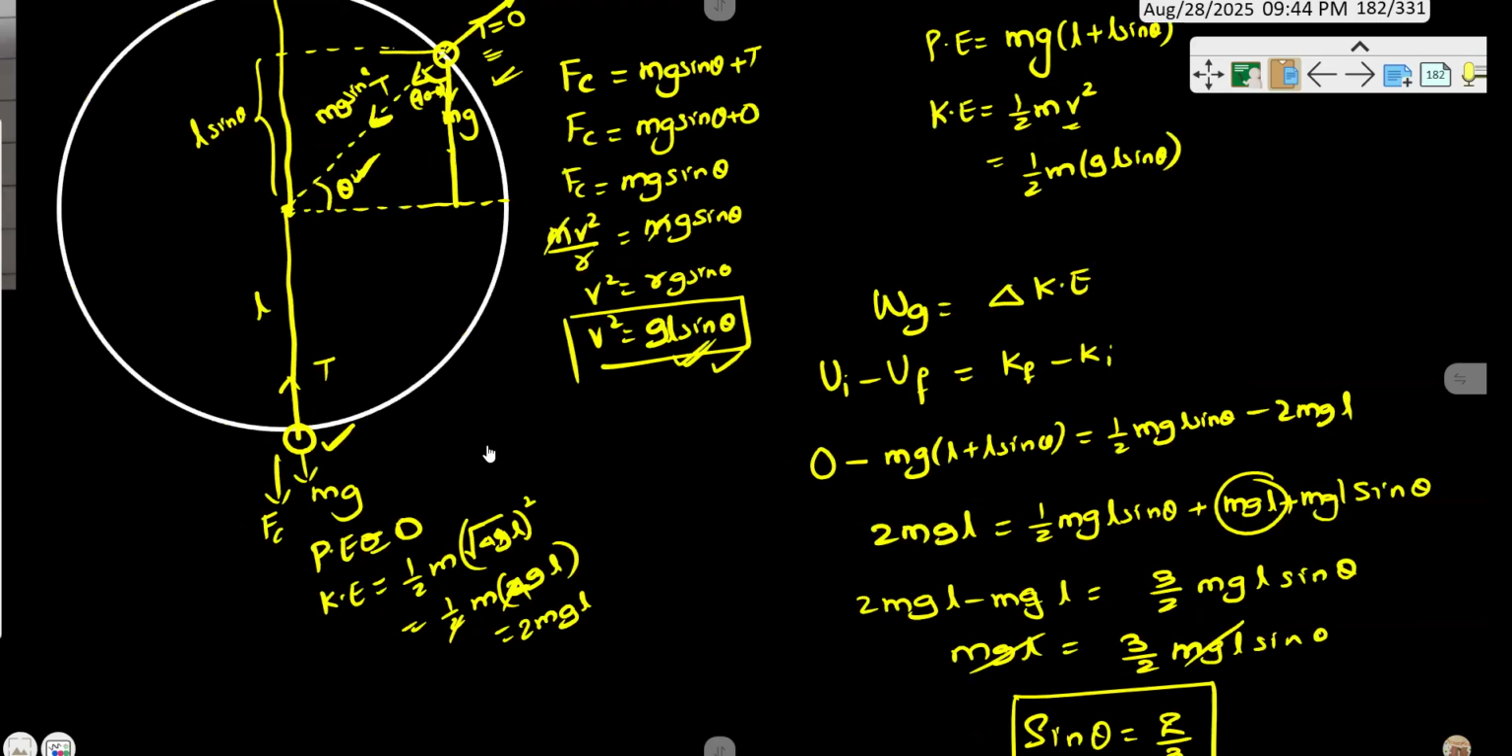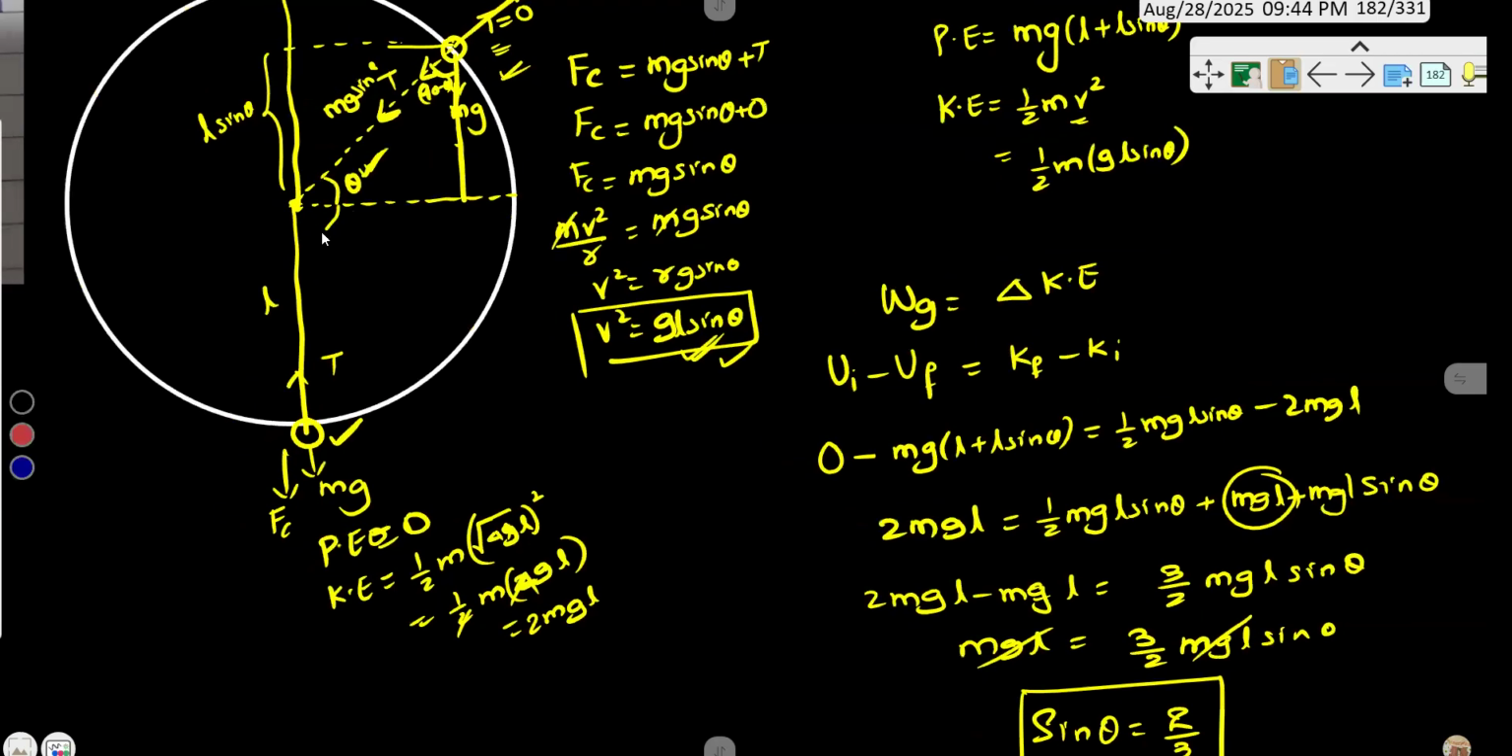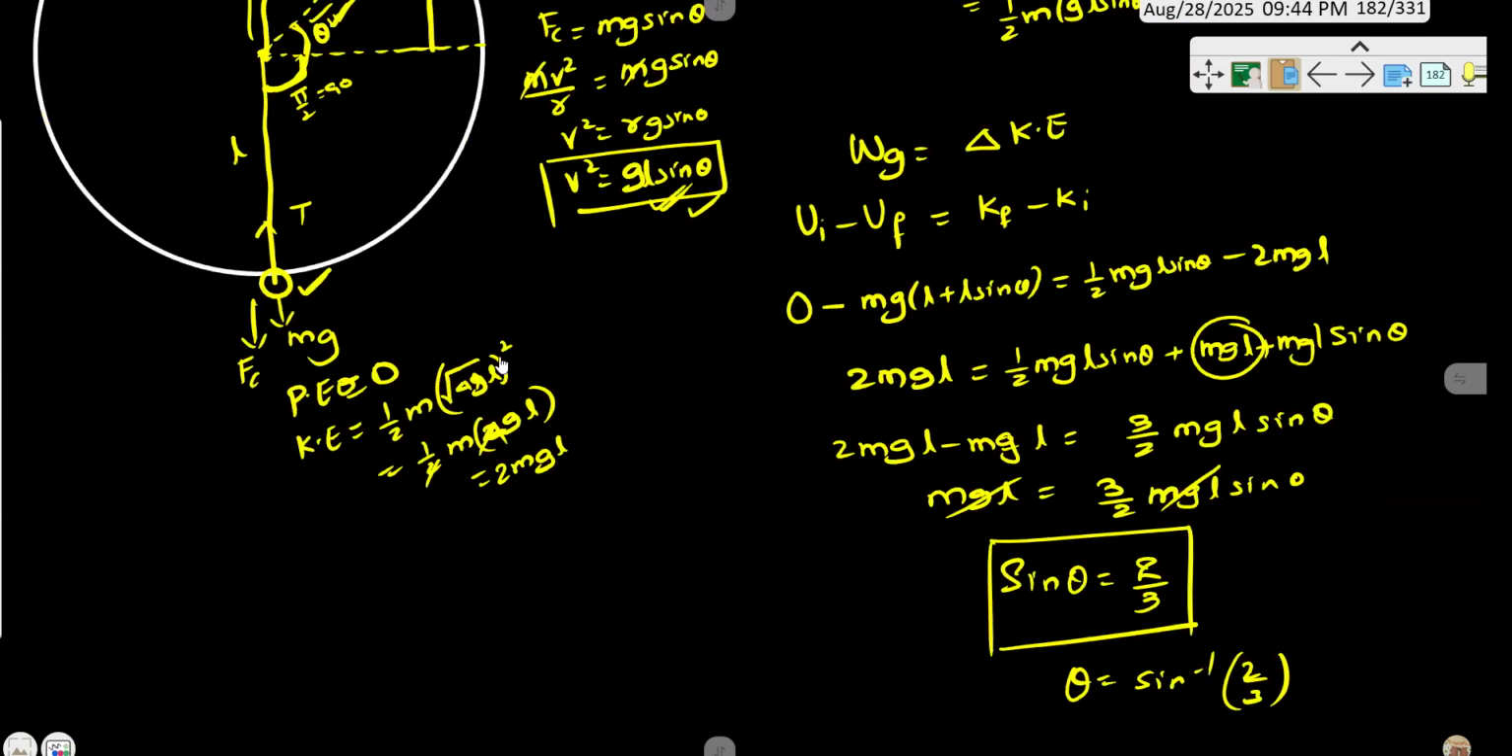If you want this entire angle, then you have to add pi by 2, or 90 degrees, to this, because this is 90 degrees. If they ask you the entire angle, add pi by 2 to this. If not, if this angle is asked, that is sine theta is 2 by 3, or theta is equal to sine inverse of 2 by 3.